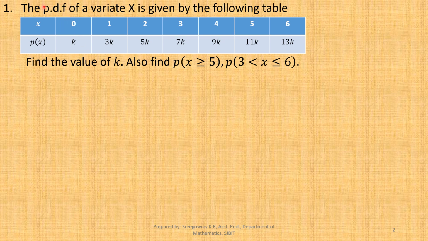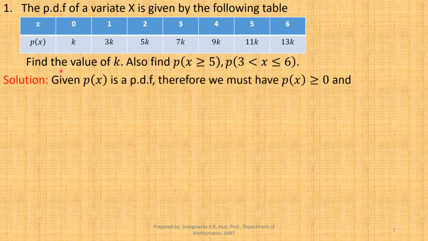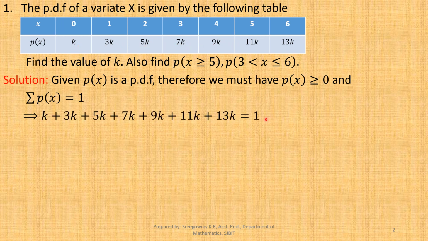Here PDF stands for probability density function or probability distribution function. So write this condition as the first step. Given p of x is a PDF, therefore we must have p of x greater than or equal to 0 and summation of p of x is equal to 1. I will use the second condition to find the value of k. That is, I will add all the values of p of x and equate to 1, and simplify this expression, we'll get the value of k. Once we get the value of k, cross check whether the first condition is satisfied or not.